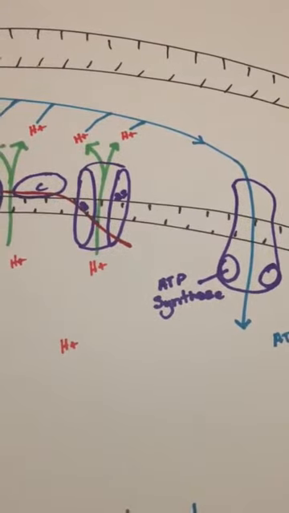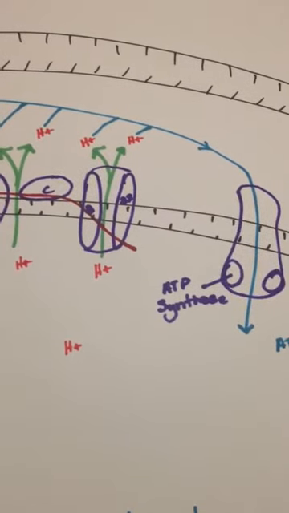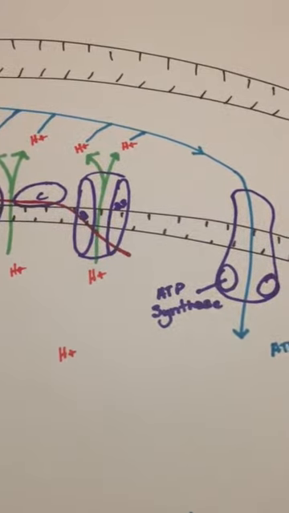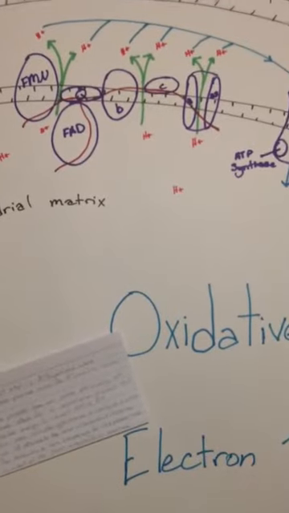Throughout this whole process, it actually does not create ATP directly, but instead allows for a concentration gradient that provides energy to convert ADP to ATP.